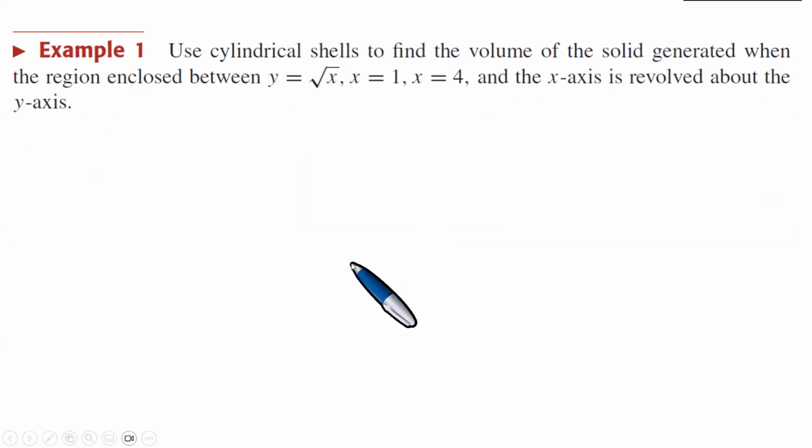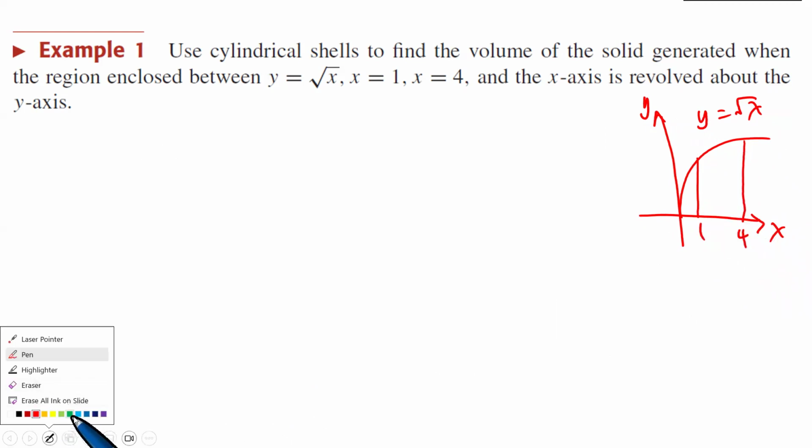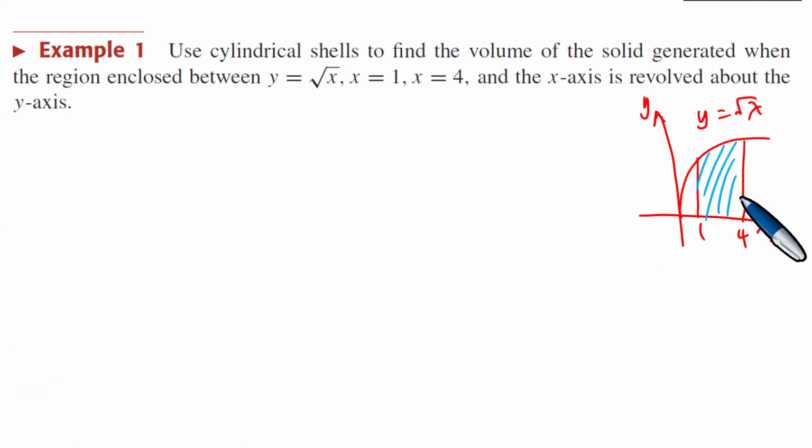For example, in this particular example here, we have a very simple exercise to do. Use cylindrical shells to find the volume of the solid generated when the region enclosed between y equals the square root of x, x equals 1, x equals 4, and the x-axis is revolved about the x-axis. Let us have a rough idea of the sketch. So you'd have y equals the square root of x, with y and x axes, and 1 to 4.